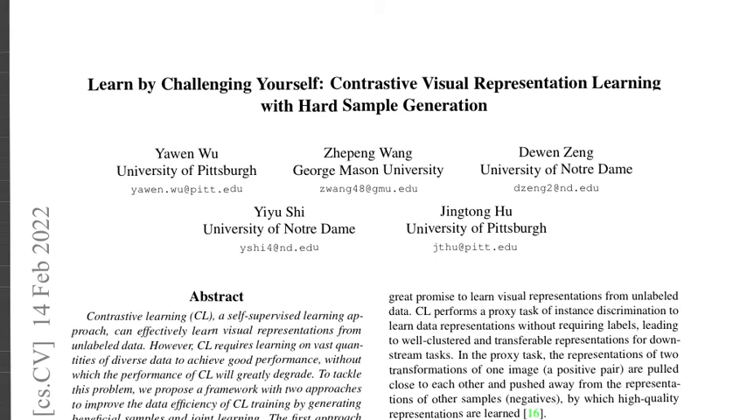The subject of this video is the paper called Learn by Challenging Yourself, Contrastive Visual Representation Learning with Hard Sample Generation. The authors are from University of Pittsburgh, George Mason University, and University of Notre Dame. And it falls into the category of works focused on utilizing data without labels with a focus on contrastive learning.